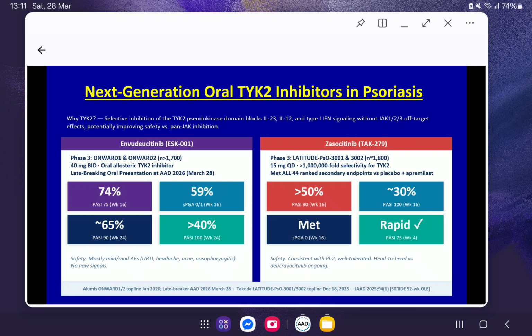And zasocitinib, another oral TYK2 inhibitor that, though TYK2 is not a traditional JAK inhibitor, it's in the JAK-STAT pathway, and zasocitinib now showing rapid reduction down to PASI 75 and PASI 90, also shown in late breaker.